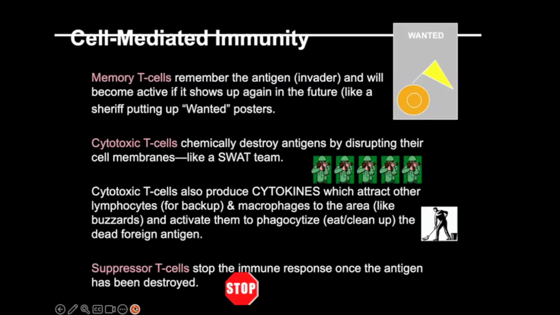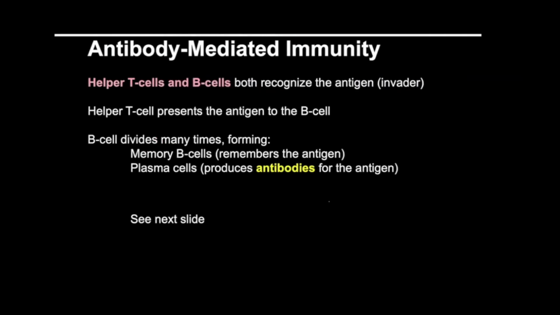One thing that we didn't see here are any antibodies. Okay, so cell-mediated immunity doesn't make antibodies. That's going to be antibody-mediated. Now, when we have an invader, what antibody-mediated does is you have the helper T cells and B cells who both recognize the antigen. The helper T cell will present it to the B cell, and the B cell forms memory cells and plasma cells that make antibodies for the antigens. So this is the production of antibodies.